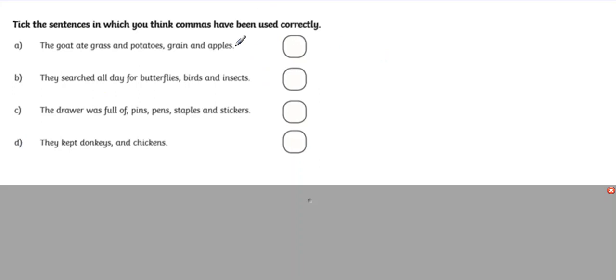So A, the goat ate grass and potatoes, grain and apples. B, they searched all day for butterflies, birds and insects. C, the drawer was full of pins, pens, staples and stickers. And D, they kept donkeys and chickens. Pause the video now, see which ones you think are correct. Remember, if you want to read them out again, put a pause wherever the comma is.